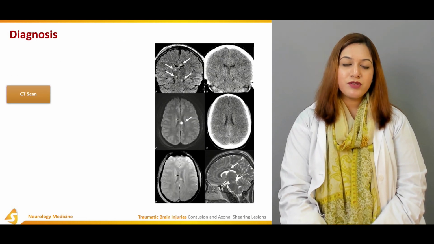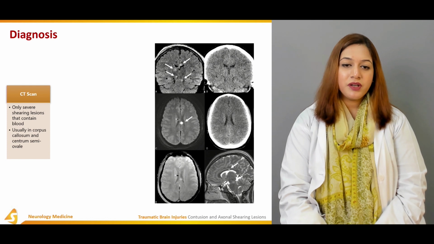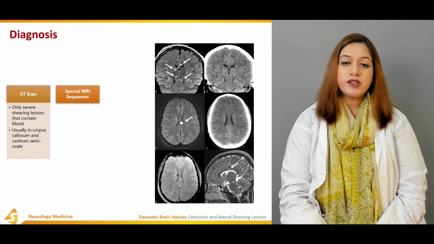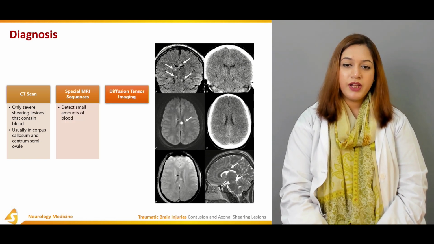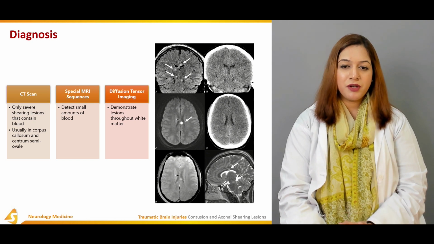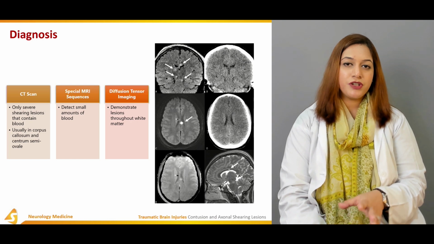Now, how do we diagnose these axonal shearing lesions? These are also diagnosed by CT scan, but only severe shearing lesions that contain blood, usually in the corpus callosum and centrum semiovale, are detected by the CT scan. Then there are special MRI sequences to detect small amounts of blood. And we have diffusion tensor imaging, which demonstrates lesions throughout the white matter. So these are the three methods by which we can diagnose the axonal shearing lesions.